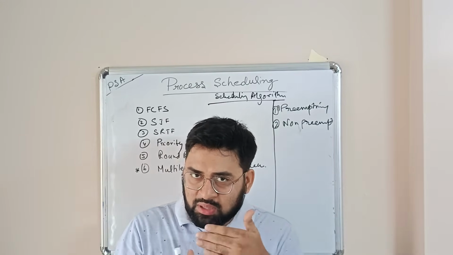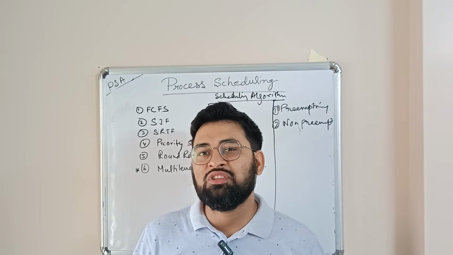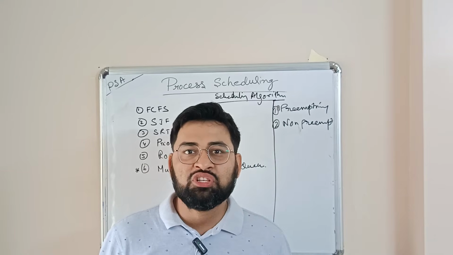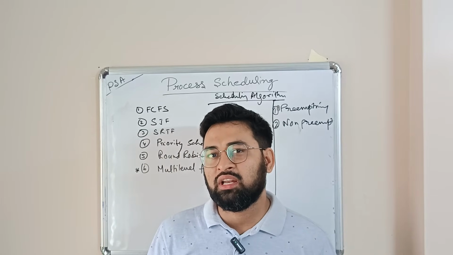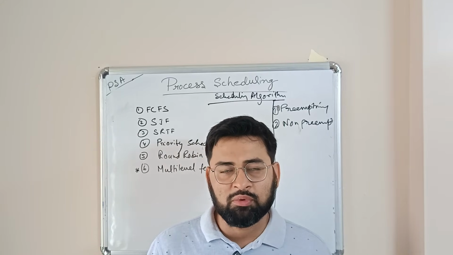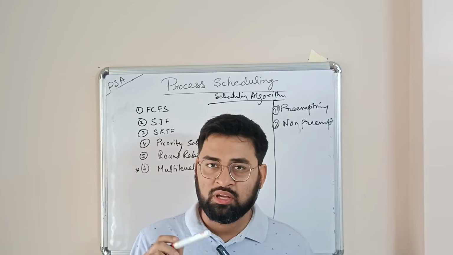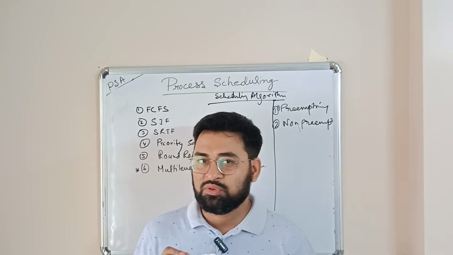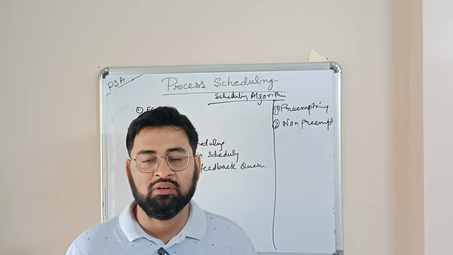So that means when preemption happens, the utilization of the CPU will be maximized. Efficiently, it can work. Fine. So this is the main important thing we have to keep in mind. Preemption means there is an interruption. When the interruption happens, then we can say preemption happened.